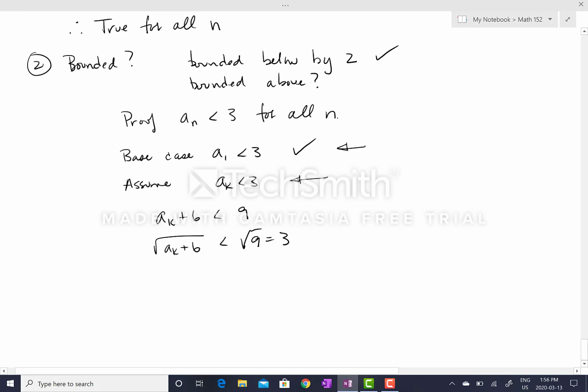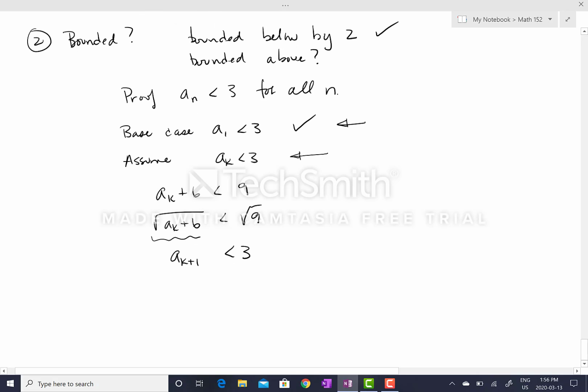And then, to be a little bit nicer with the notation, let me just leave that like that, square root of 9. I've taken the square root on both sides, and then I look and I say, what is this thing? Oh, this thing is actually a_{k+1}, and the square root of 9 is 3. So now I've said if the kth one is less than 3, then that forces the (k+1)th one to be less than 3. That means they're all greater than 3. I mean, sorry, all less than 3. So therefore, the sequence is bounded above by 3.